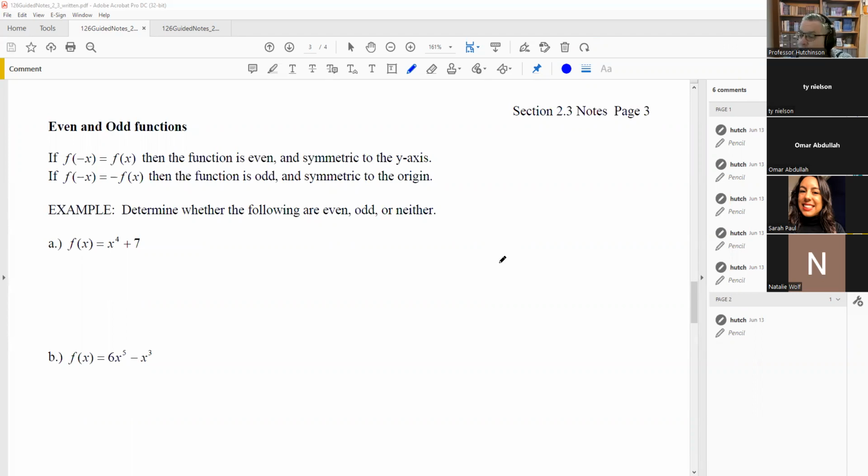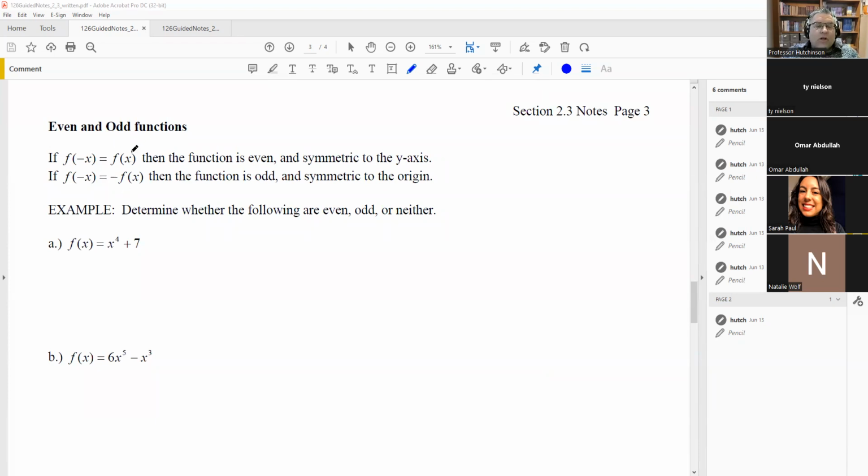So there's a definition that we have for each of these here. This is how you know whether it's even or odd. The test that you're always going to do is you want to find f of negative x. That just means that you're putting in a negative x for all the x's. You're doing that first, and then you're simplifying to see what you get.